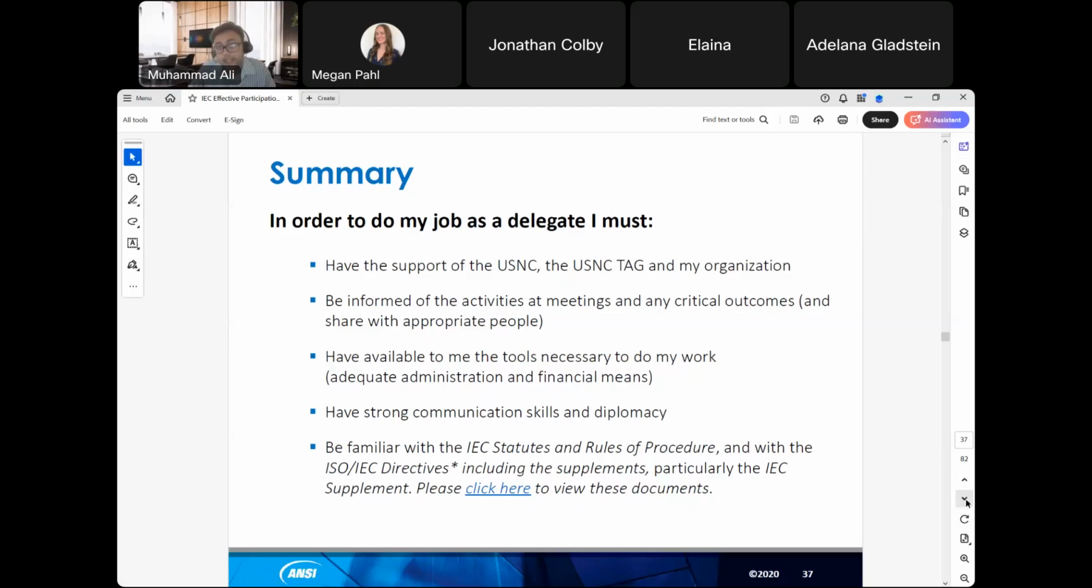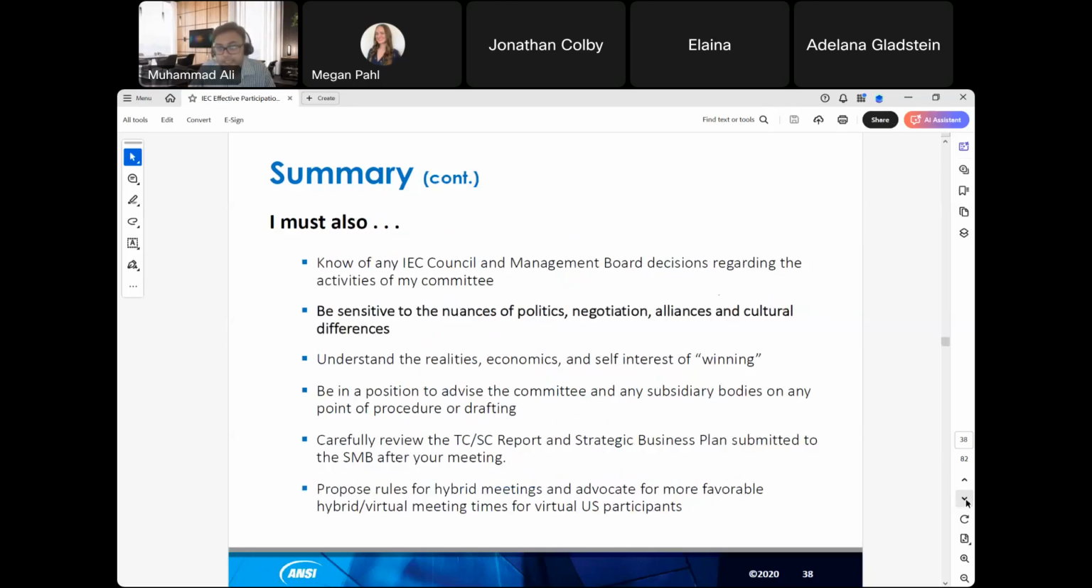If you move on to the next slide, be aware of the IEC structure itself, the USNC structure itself. Be sensitive to the nuances of politics, negotiation, alliances, and cultural differences, just like I noted earlier on in the slide. Understand that there's no winning in standardization, and nothing is possible without compromises. Be in a position to advise the committee and subsidiary bodies on any point of procedures or drafting. Carefully review the strategic plan of the committee, propose rules for hybrid meetings, and advocate for more favorable hybrid and virtual meeting times for the virtual US participants.